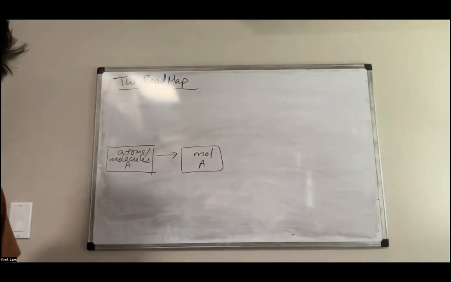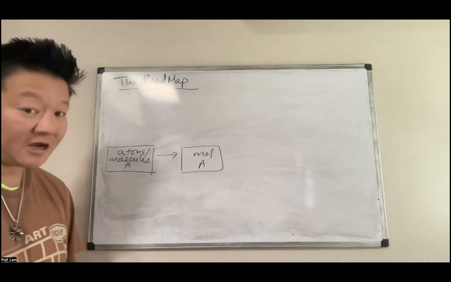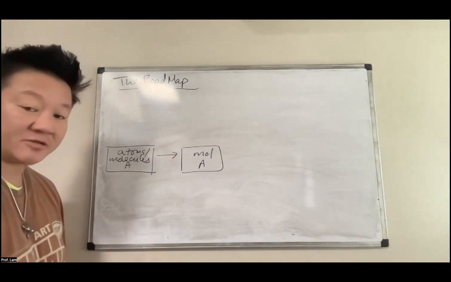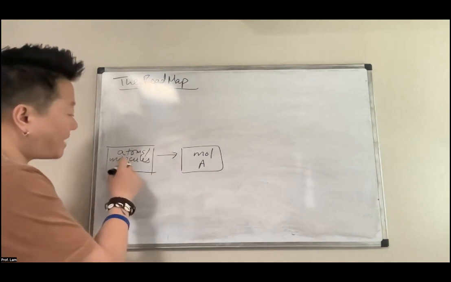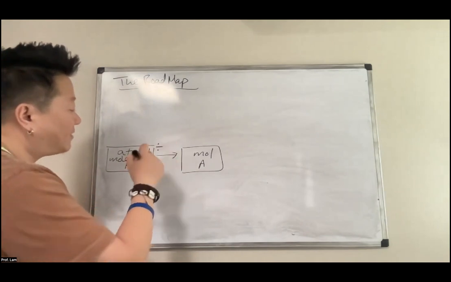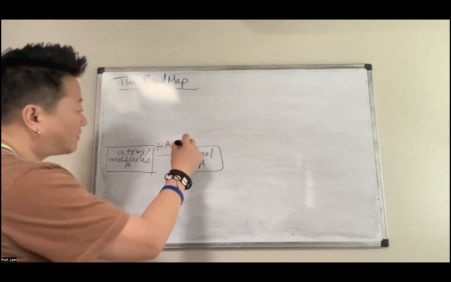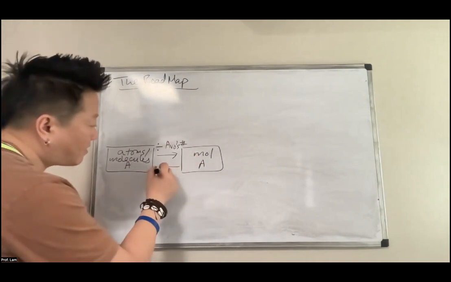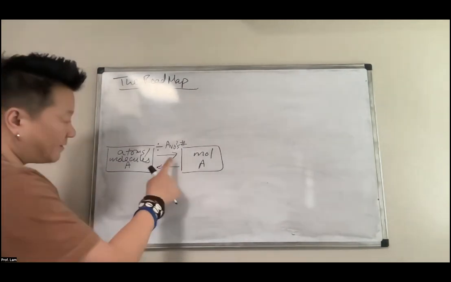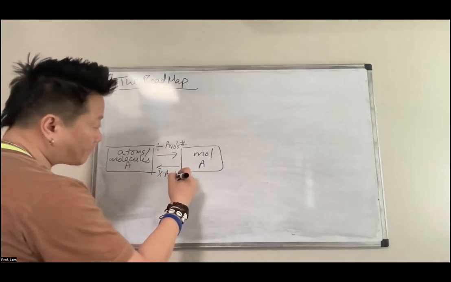Now, how is it that we go from atoms and molecules to mole, guys? Using Avogadro's number, right? Okay. But in which direction? Do you guys remember? We want to go from atoms, molecules of A to moles of A. We're going to divide, right, by Avogadro's number. Okay. If you want to go back, from moles of A to atoms and molecules of A, of course, then you're going to have to do the opposite, right?